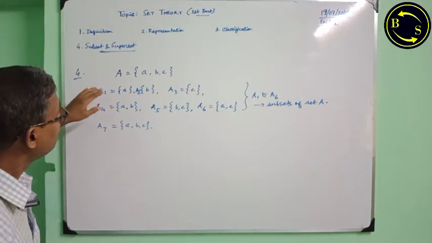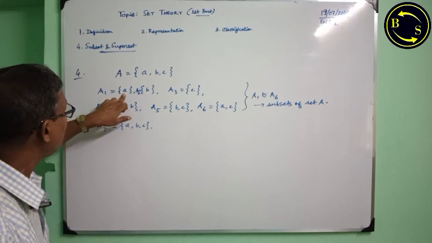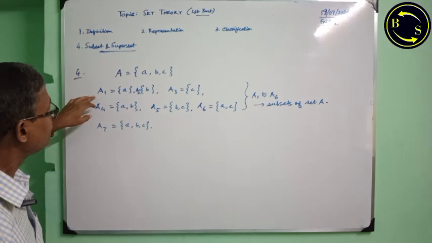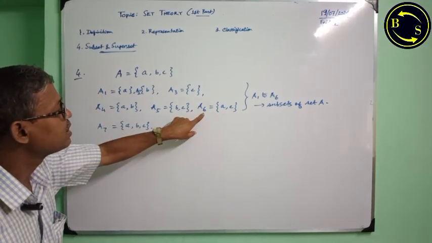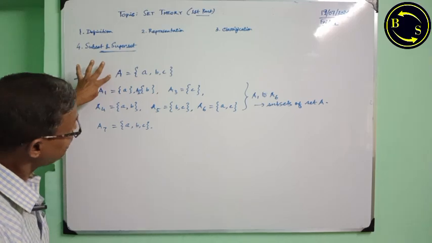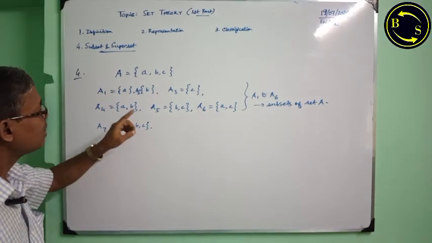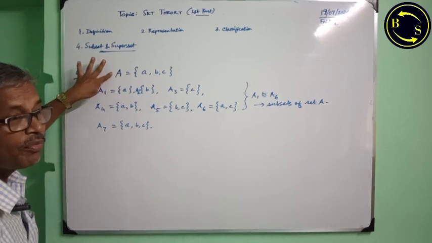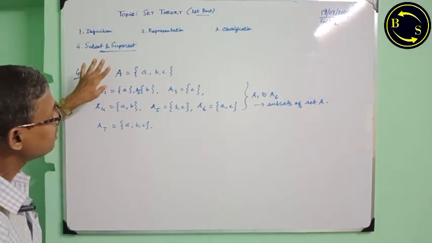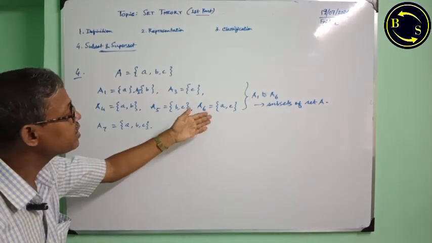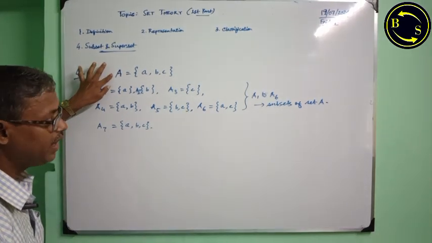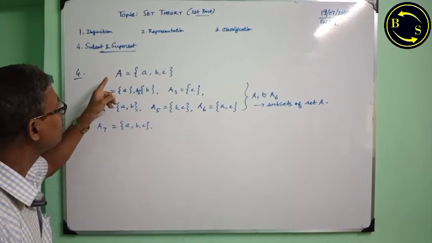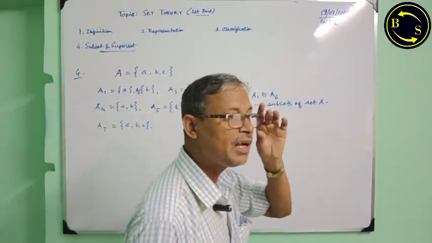The meaning is that members of these sets are also members of set A. Members of any of these sets A1 to A6 are also members of set A. And what we find, the number of members of each of these sets are less than the number of members of set A. But the members of any of these sets are the members of set A. In this case, we say that these are subsets of set A. Thus, we can define a subset.